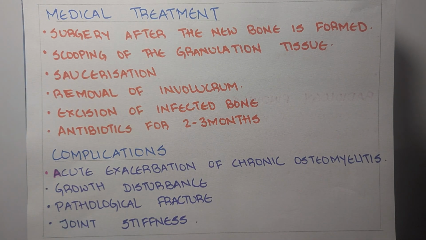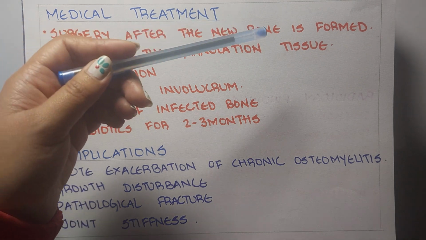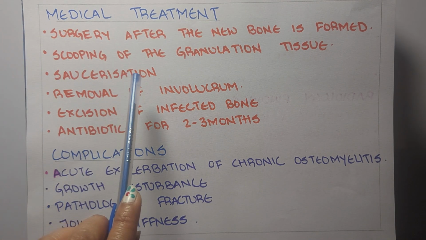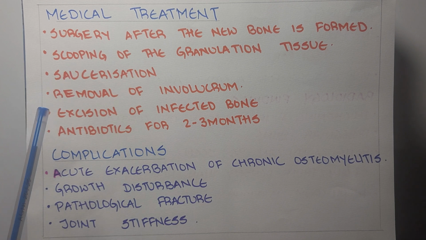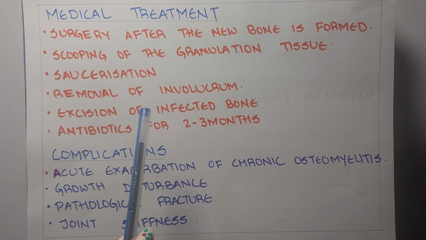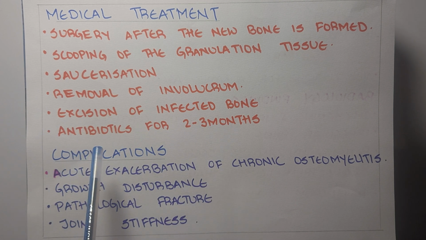Medical treatment includes surgery, which has to be done after the new bone is formed. Scooping of the granulation tissue is done. There is saucerization of the granulated tissues, removal of involucrum, there is excision of the infected bone, and antibiotics go on for quite a long time. It goes for 2 to 3 months. Complications from the osteomyelitis can be acute exacerbation of chronic osteomyelitis, growth disturbances, pathological fracture, and joint stiffness.